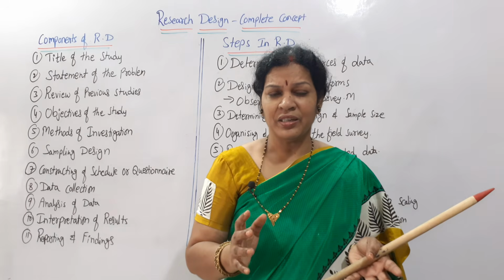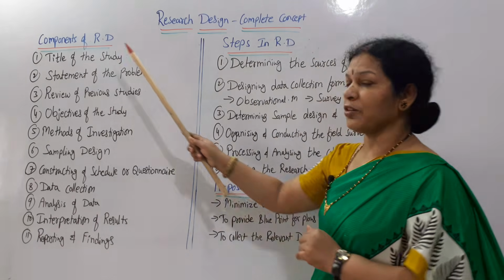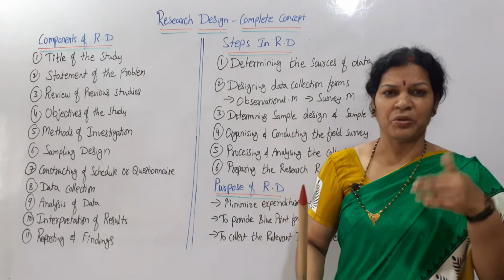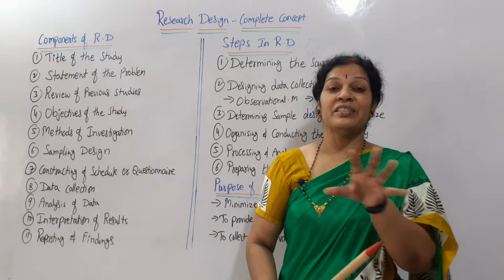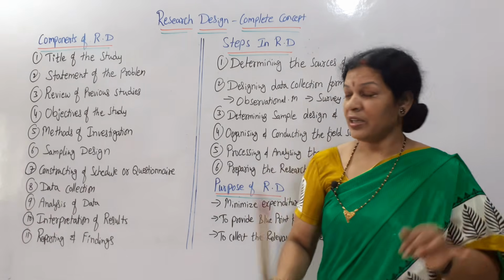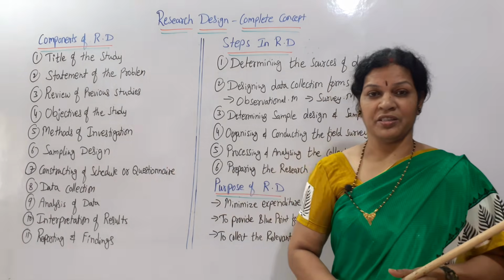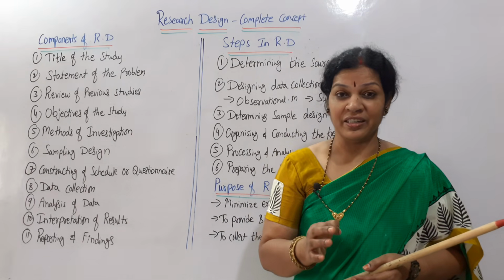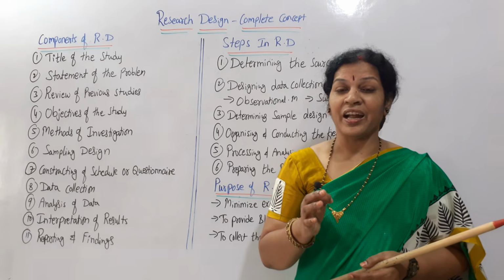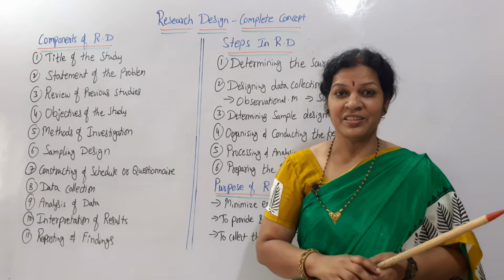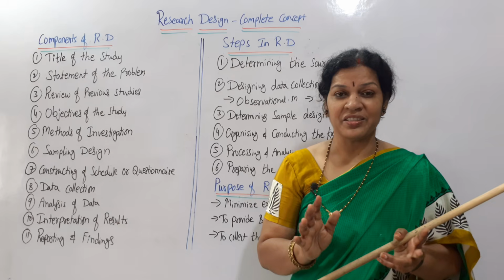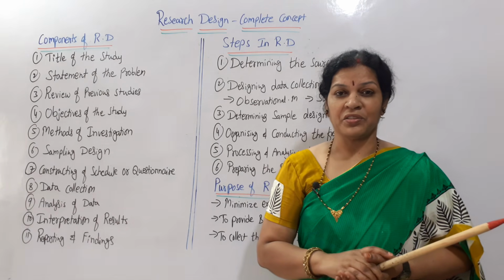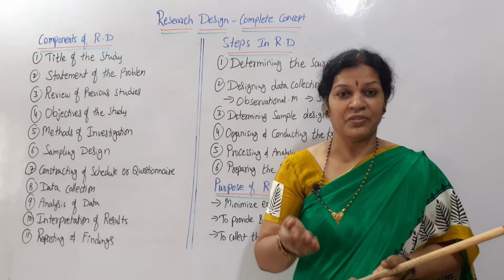Okay. Now we will see related to the research design. First thing is the components of research design. RD means research design. What are the main components? What are the main areas we have to focus on before designing this research design? Important thing is the title of the study. Whenever you are taking the title of the study, it must be very clear, concise and understandable, no twist, easily anyone can understand. In that way, the title of the study you have to prepare first, because that is the main important part of your research.